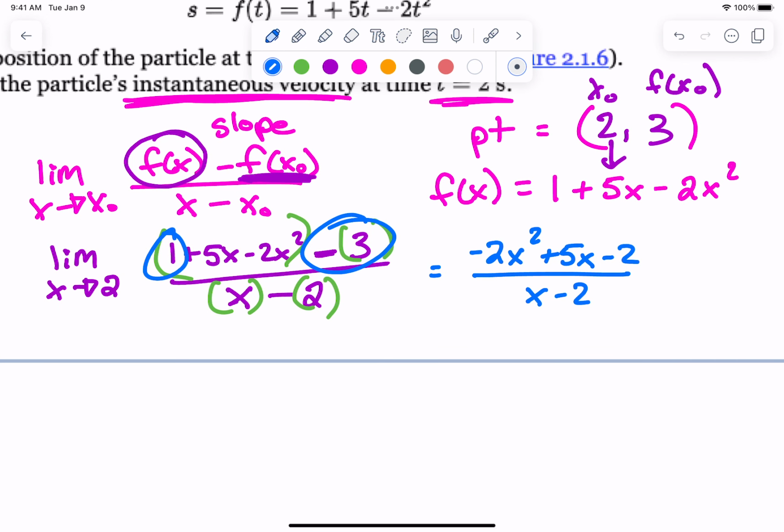Now, can we do the limit of that thing as x goes to 2? No. Can I plug 2 in? No, because I'm still going to have 0 on the bottom, so I got to do something with this.